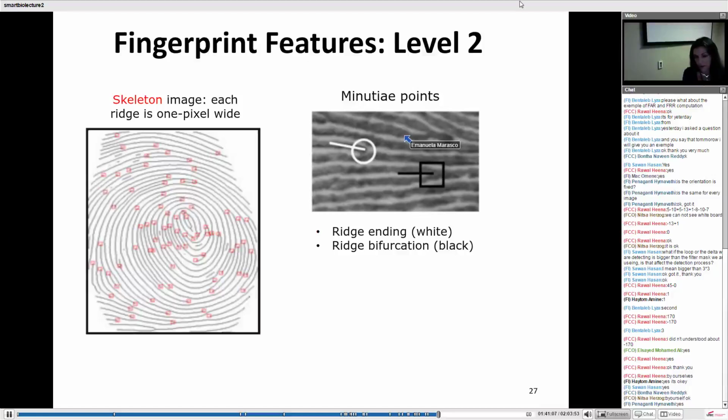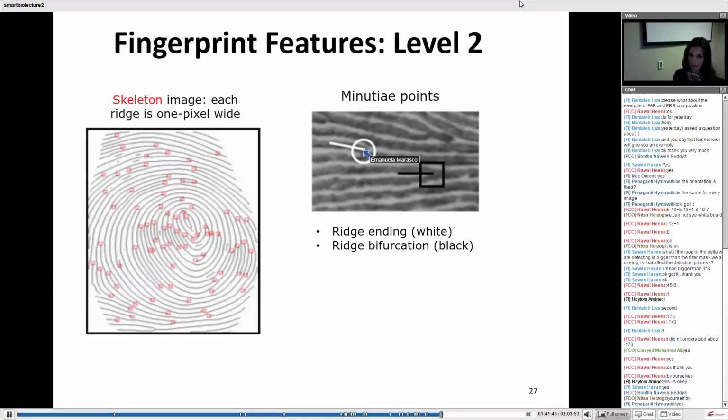So this is an original local area of a fingerprint image, and it is not 1 pixel wide in the original image. So in order to extract minutia points and then perform matching, because now we need to discuss the matching part, we need to reduce the original image to a skeleton one, where each ridge is 1 pixel wide.